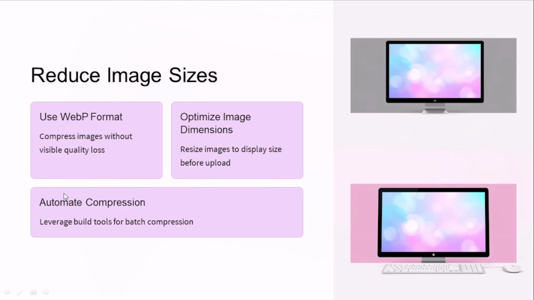Then the third one is to automate compression. Instead of compressing images one by one, you can leverage build tools for batch compression, such as Speaker, which allows you to batch compress multiple images, from 5, 10, even up to 50 images at once, without manually compressing images one by one.